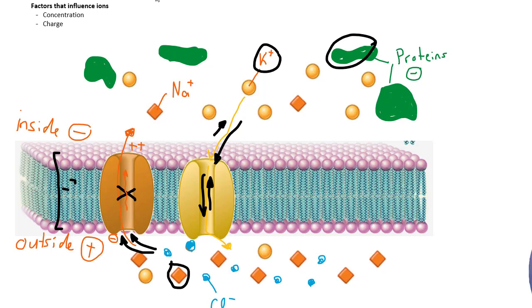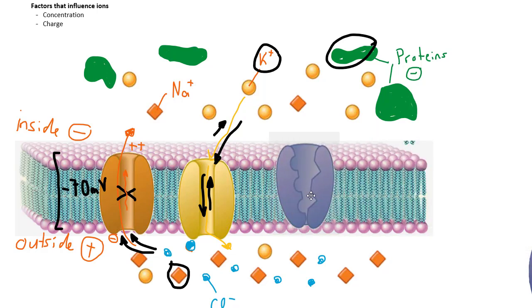So really the minus 70 is what needs to be kept up. And as soon as the sodium starts to drift in and the inside becomes more positive, then also the potassium is no longer kept in, and this would also start to drift out. So in order to keep the cell happy, it actually needs to do some work, and for that we have a third ion channel, and this is what we call a sodium-potassium pump.